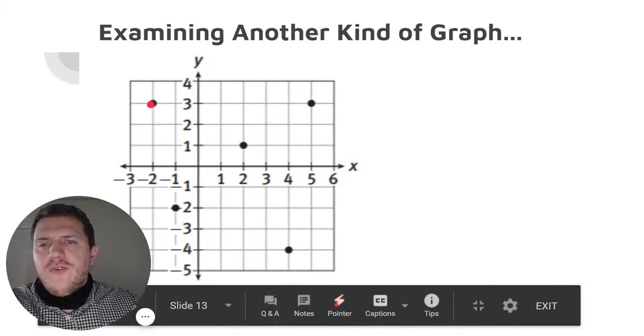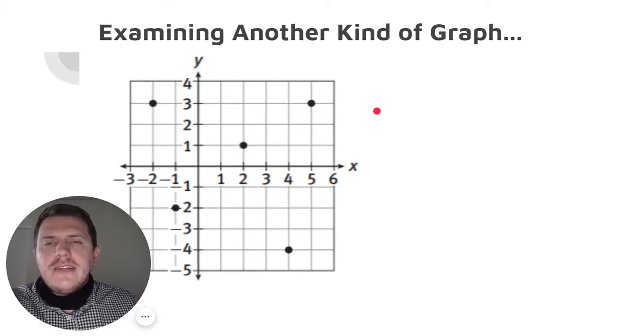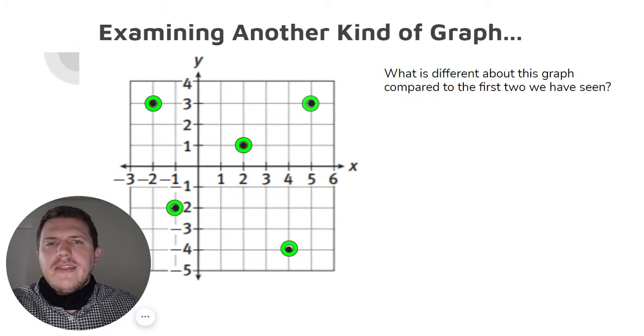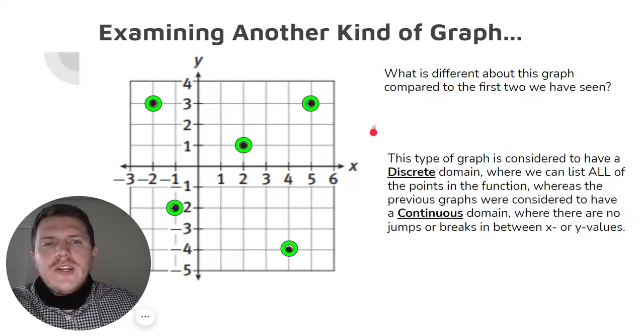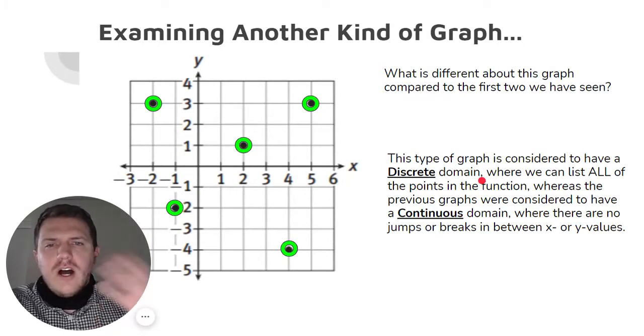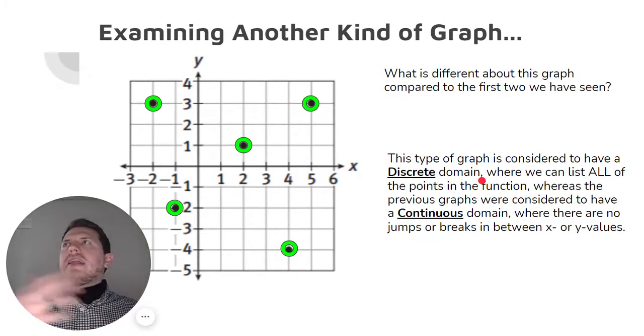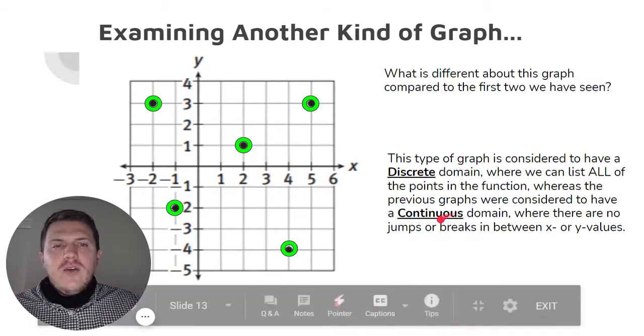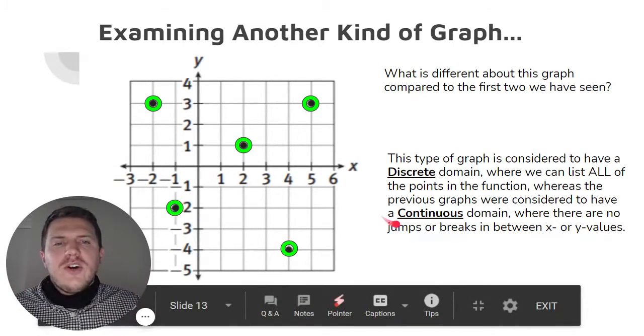Now, before we saw a bunch of points connected by curves or by lines. In this case, we have 5 points on a graph, not connected by anything. They're just simple, disconnected points. All right, so 1, 2, 3, 4, and 5, like this. This is what we consider a discrete function or discrete domain, where we can list all the points in the function without any gaps, whereas everything else was connected, which we would consider a continuous domain, okay?